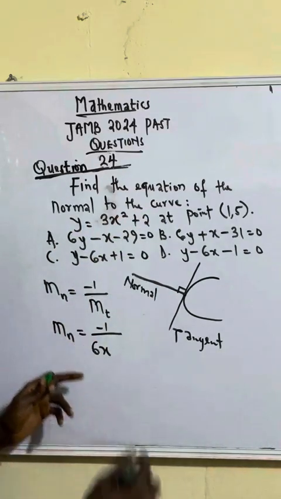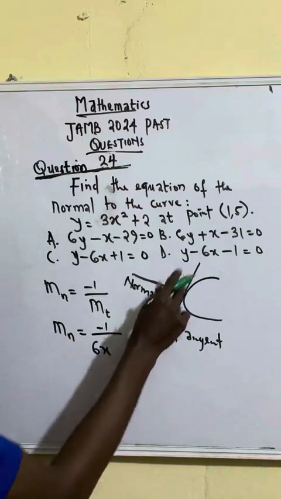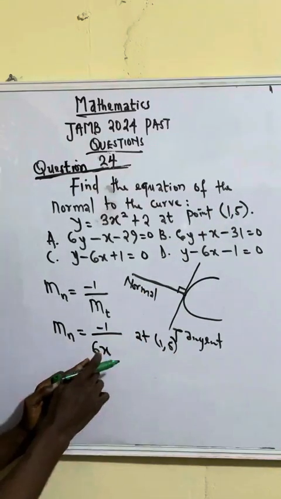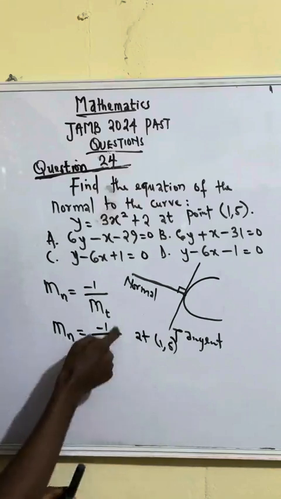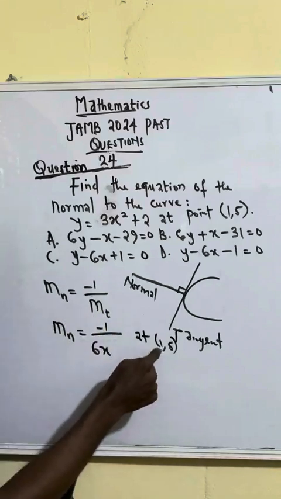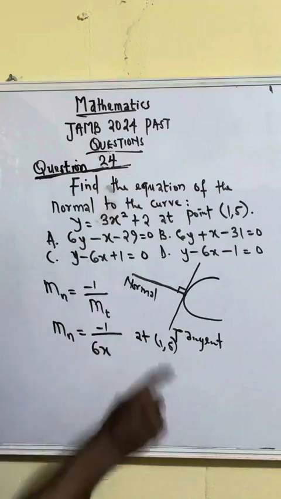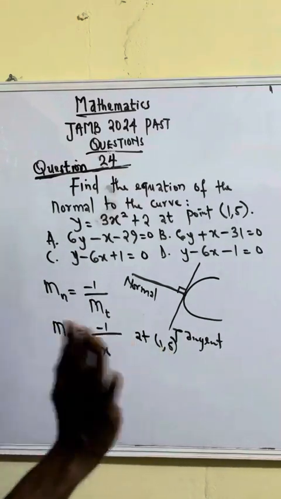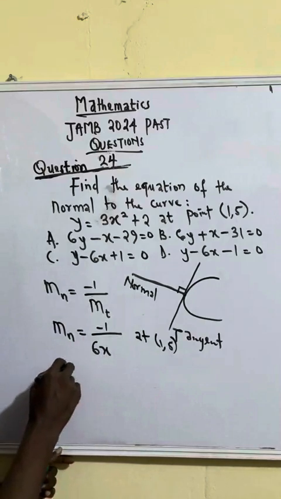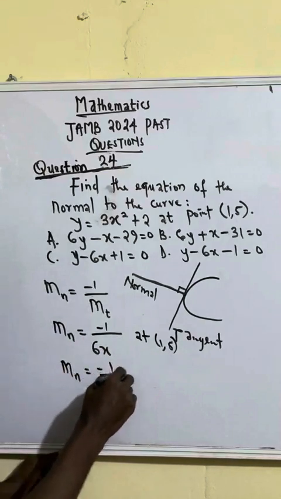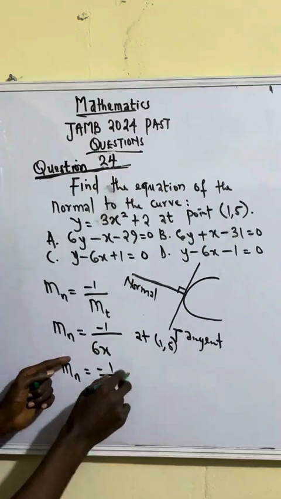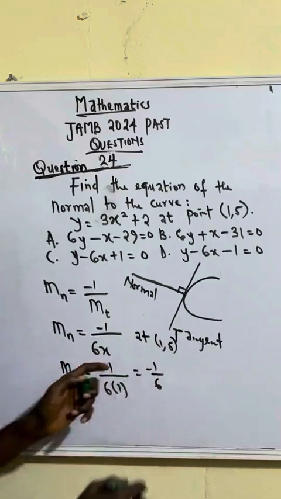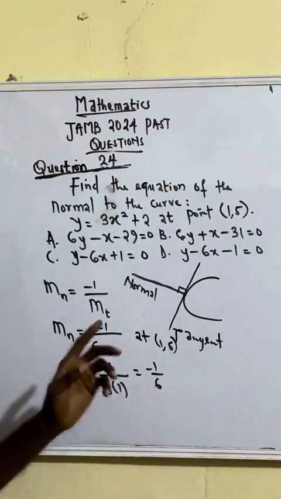So there's nothing. But don't forget, at the point (1, 5), I need to substitute. Anywhere I see x in this expression, I'll put 1, and anywhere I see y, I'll put 5. But there is no y here, obviously. So I will say slope of normal equals minus 1 all over 6 times x, which is 1. So that is minus 1 over 6. That is the slope of the normal.